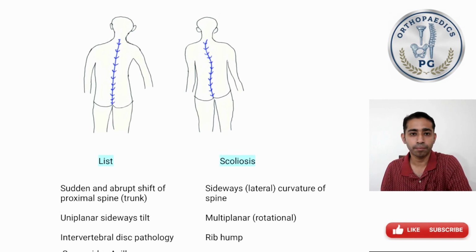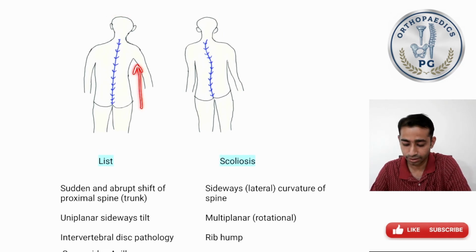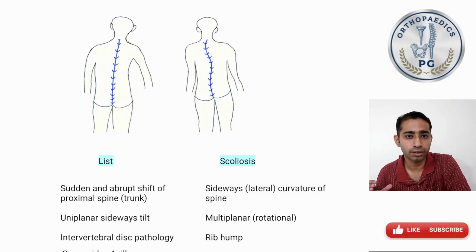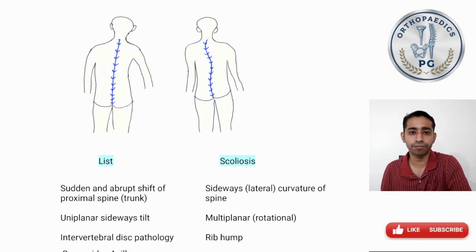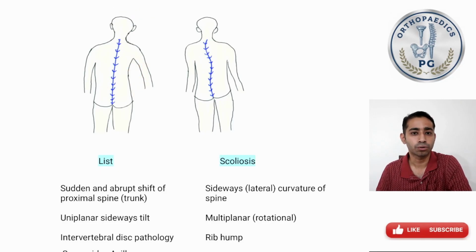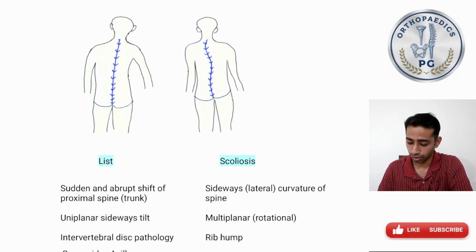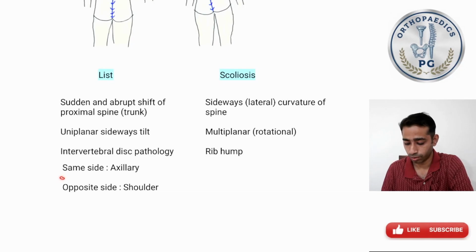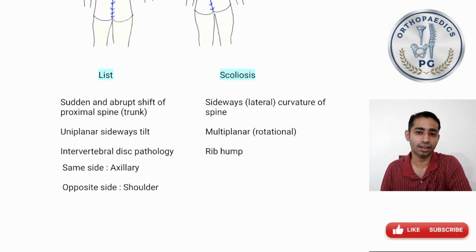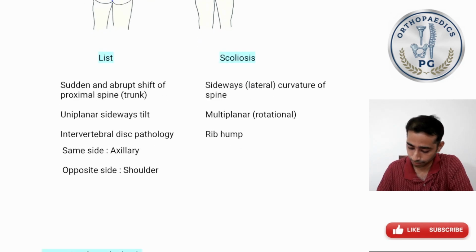So a way to remember is, see, when the patient is tilting to this side, the space in the axilla increases. Now this position is assumed to relieve compression. So to the same side, space in the axilla is increased. So in an axillary disc, the patient will have the list towards the same side. So same side axillary and opposite side shoulder presentation, and this is how you can remember it.